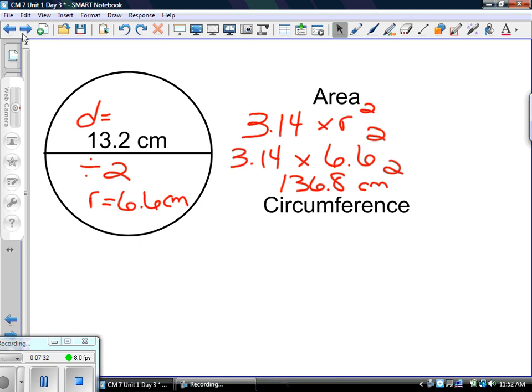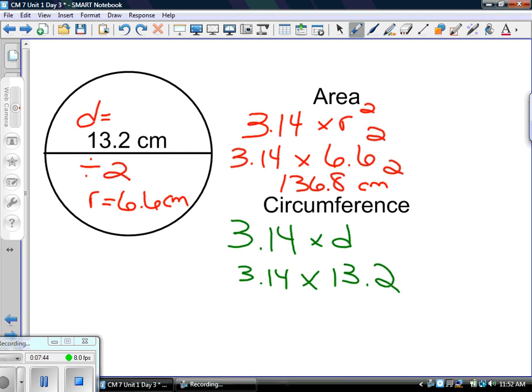Circumference. If we have the diameter, let's use that version. It's a little bit shorter. 3.14 times the diameter, so 3.14 times 13.2. And in that case, once again, we will work that out and then round to the nearest tenth, and we get 41.4 centimeters.